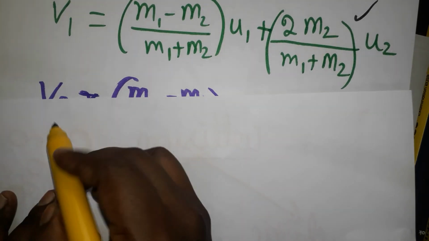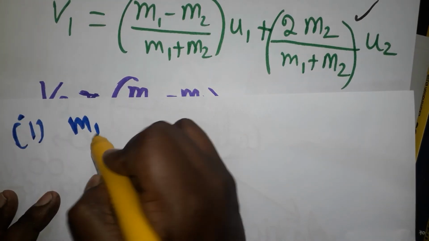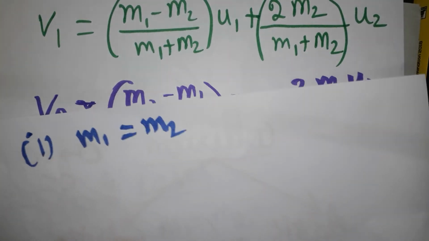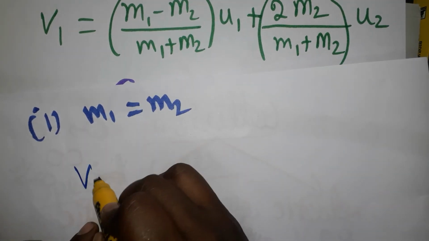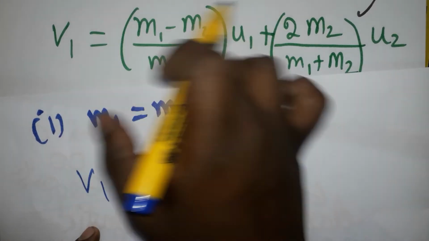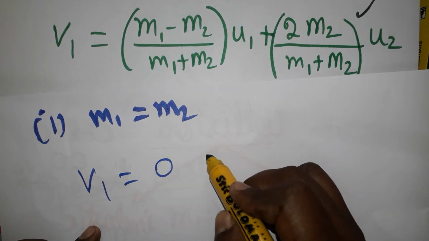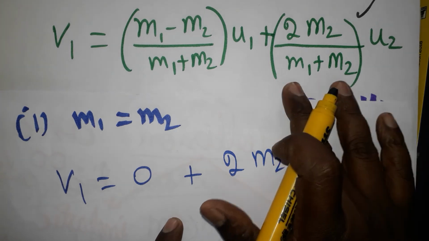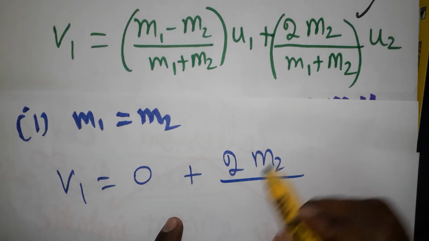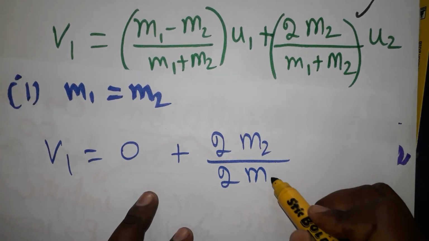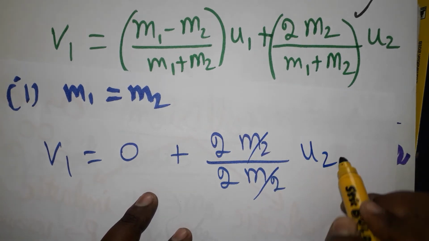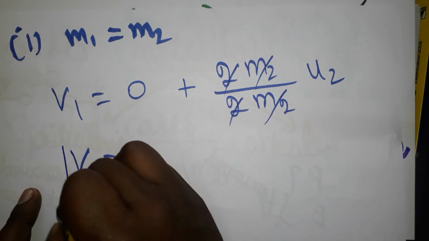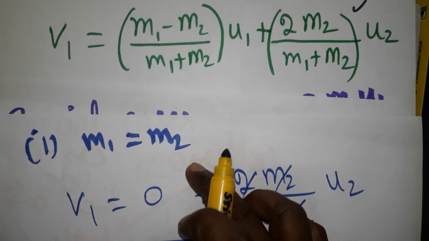So first case, m1 is equal to m2. Now what is the v1 velocity? m1 is equal to m2 means this will be 0, and 0 into anything will be 0. 0 plus 2 times m2 u2, divided by 2m2, because it's common, m2 gets cancelled. So v1 is equal to u2. It's very simple when m1 is equal to m2.